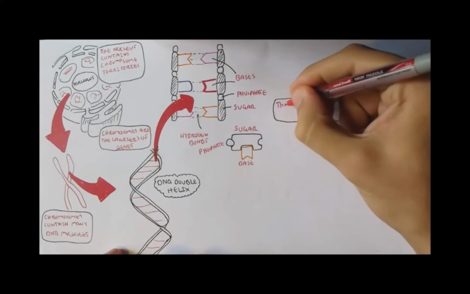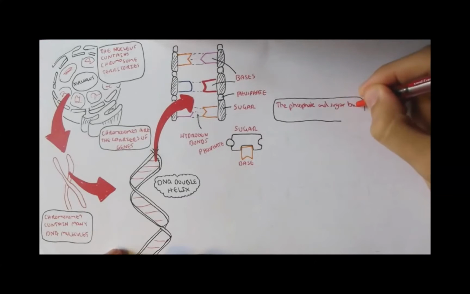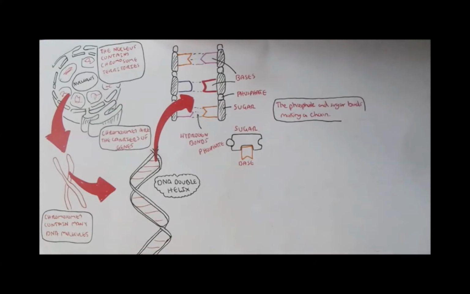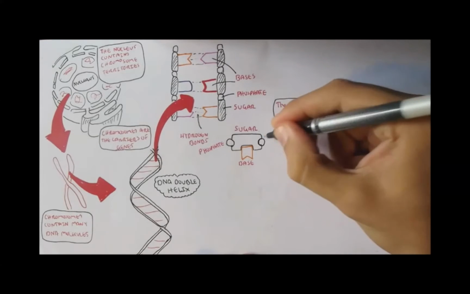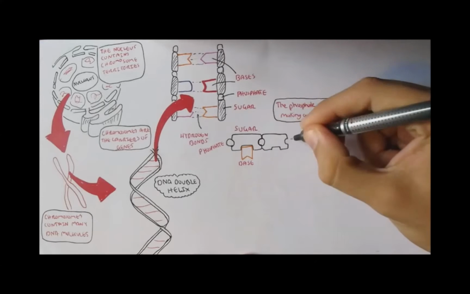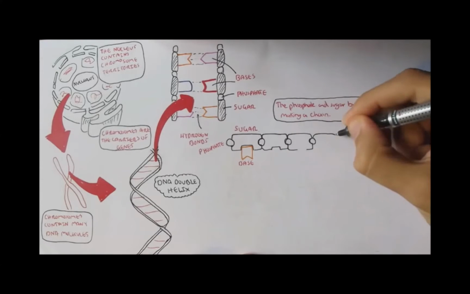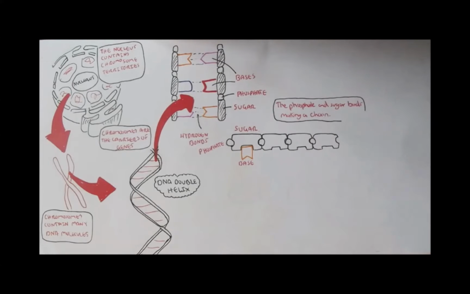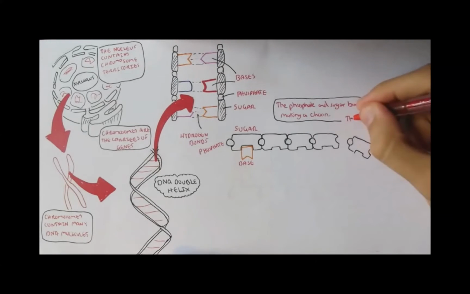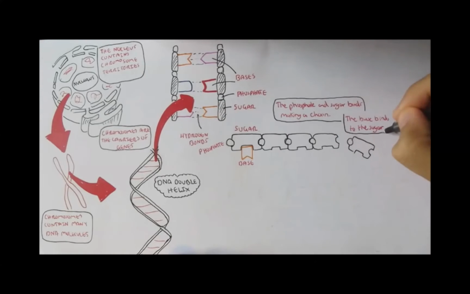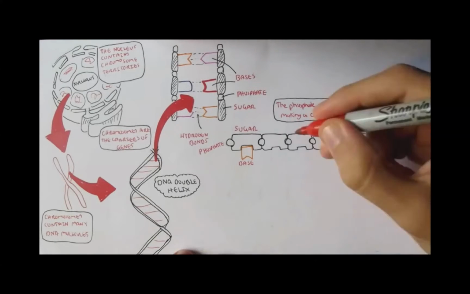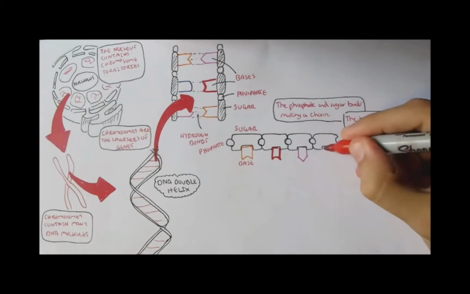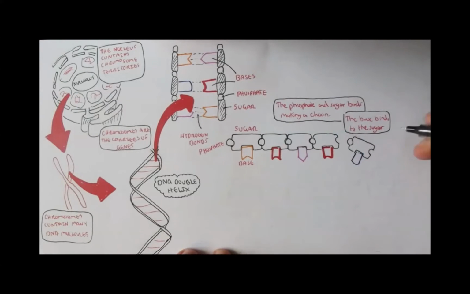Now, the phosphate and the sugar bonds can make a continuous chain. So here we have another sugar and phosphate, which binds to the first sugar and phosphate of the first nucleotide, and another sugar and phosphate, and so on. And as mentioned, the bases bind to the sugar components of this molecule. So here are the bases. So this is a single-stranded DNA.